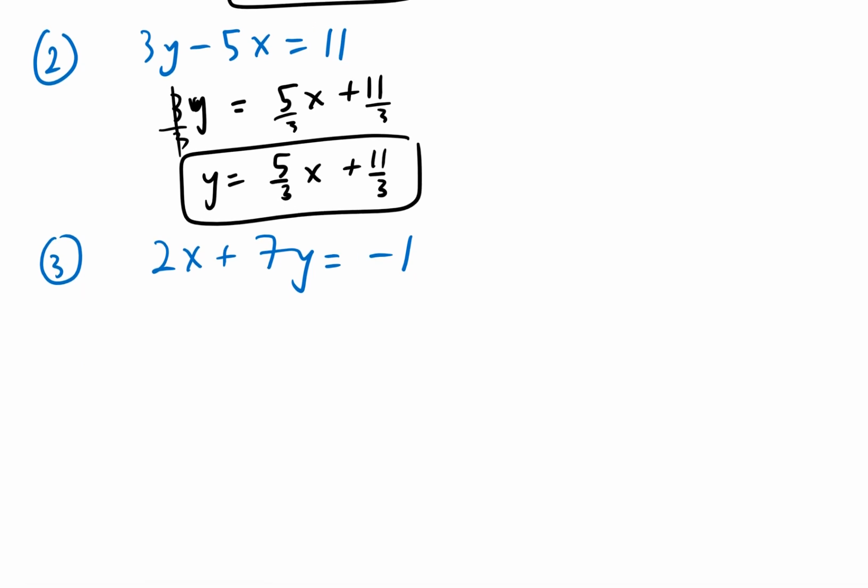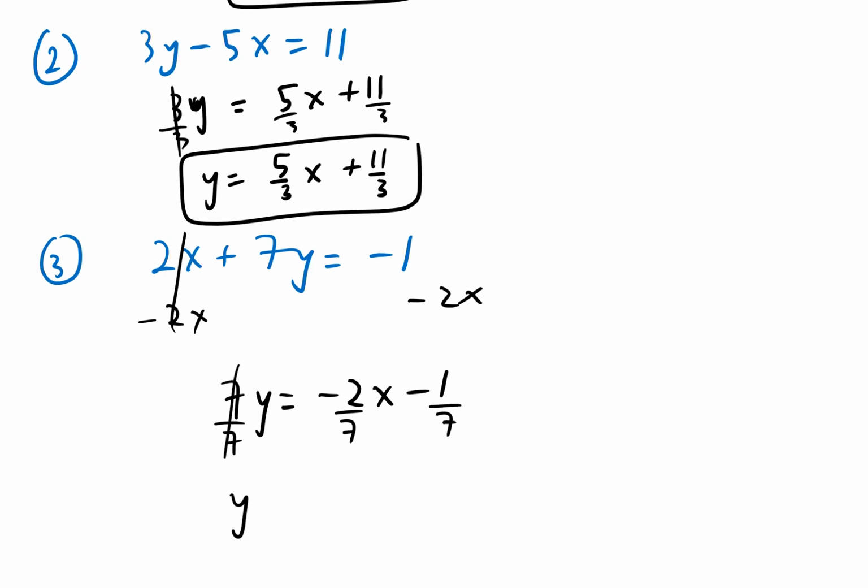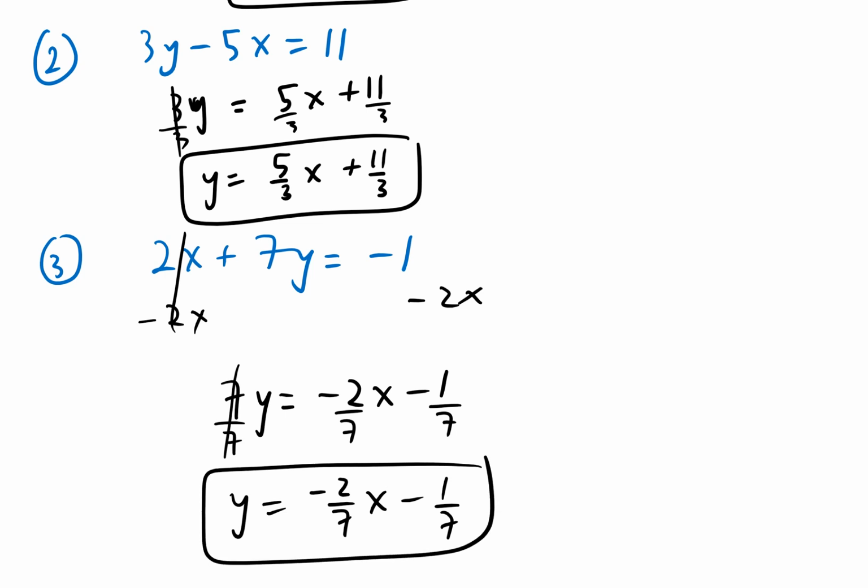Next one, subtract 2x on both sides. You get 7y equals negative 2x minus 1. Divide each of them by 7. So you get y equals negative 2/7 x minus 1/7. Very important to practice this kind of problems.